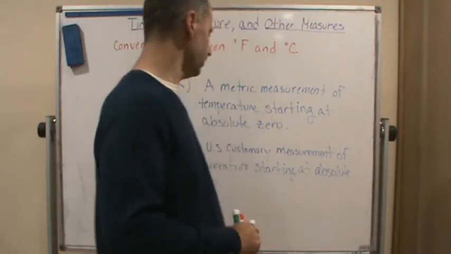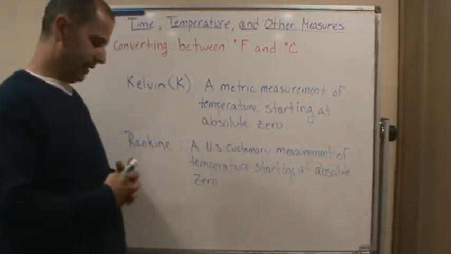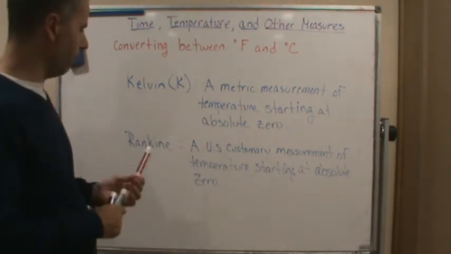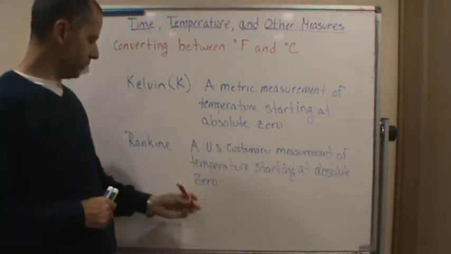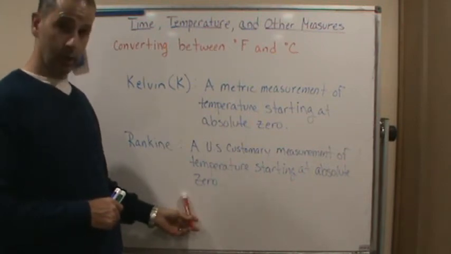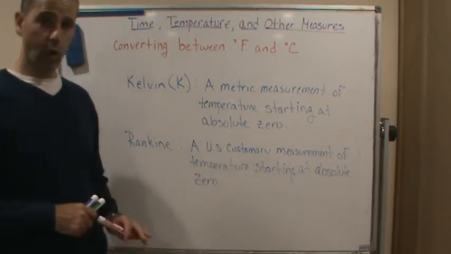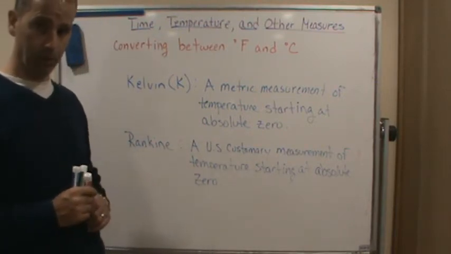Okay, so now, what is that? Now, again, that's going to be 0 kelvins. So absolute zero is either at 0 kelvins or at 0 Rankines. Okay, so they both start at absolute zero.